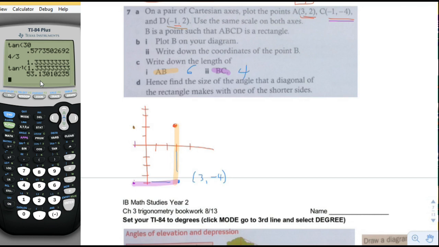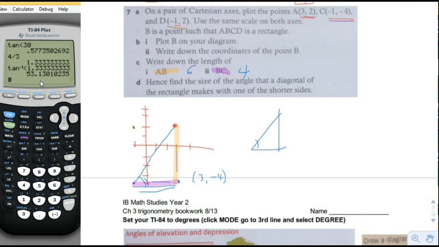Okay. Hence, find the size of the angle that the diagonal of the rectangle makes with one of the shorter sides. Okay. So let's make it into a triangle here. And then let's say, okay, the angle that the diagonal makes with the shorter side. This is the shorter side, so it has to be this angle here. Okay? So let's redraw that triangle.